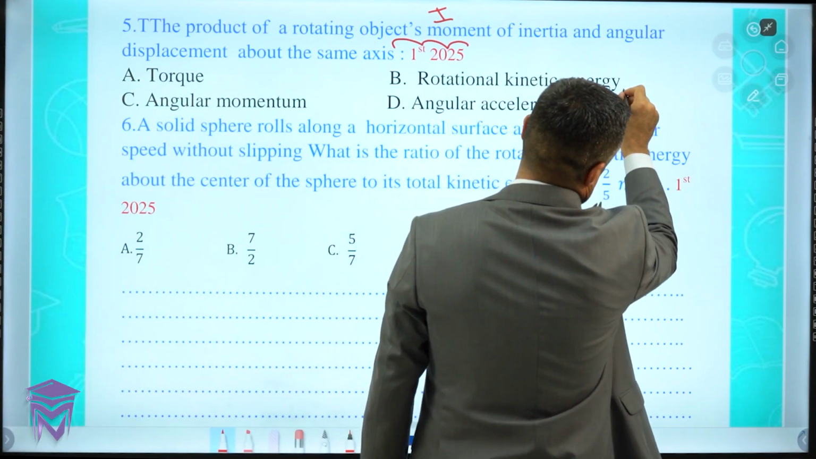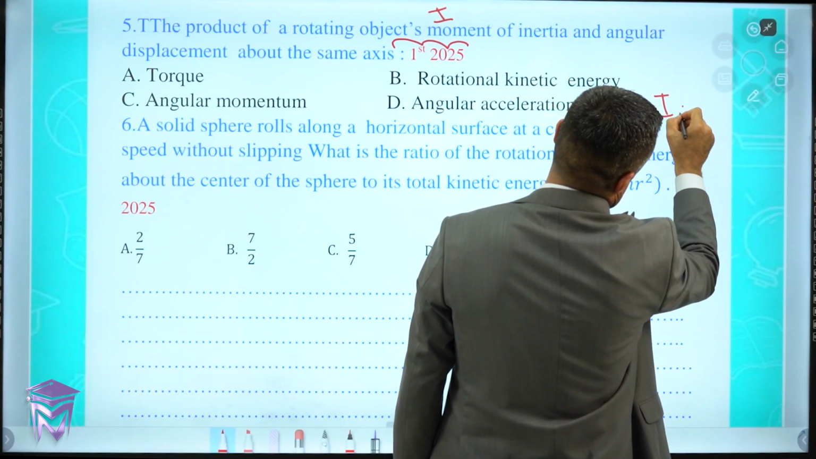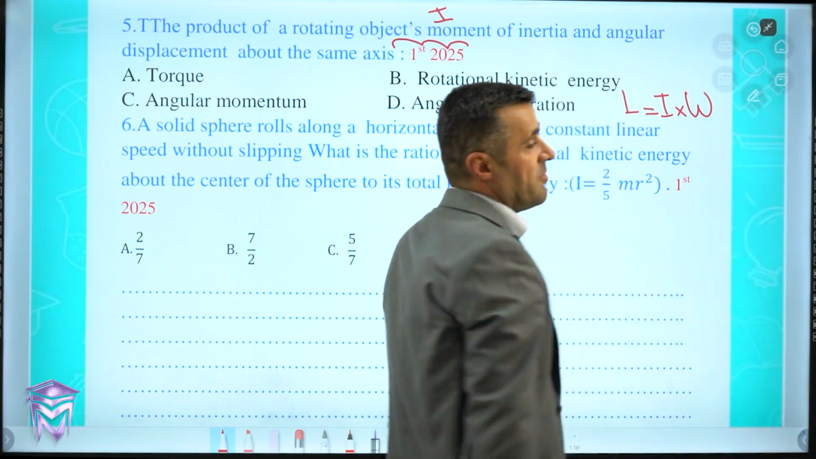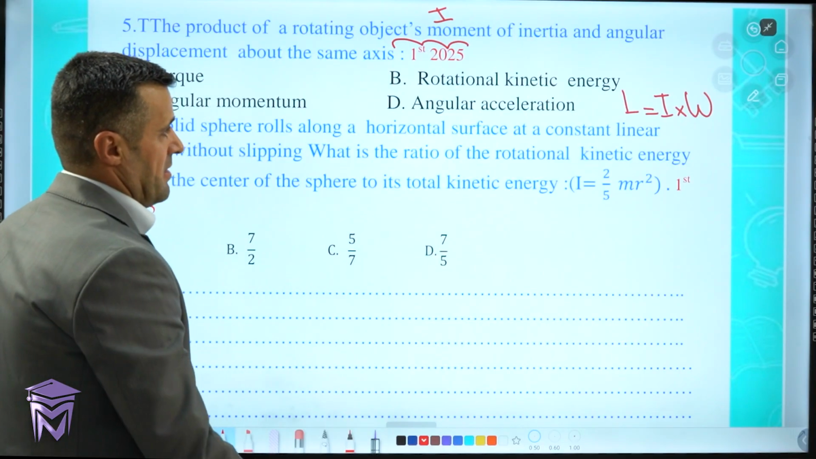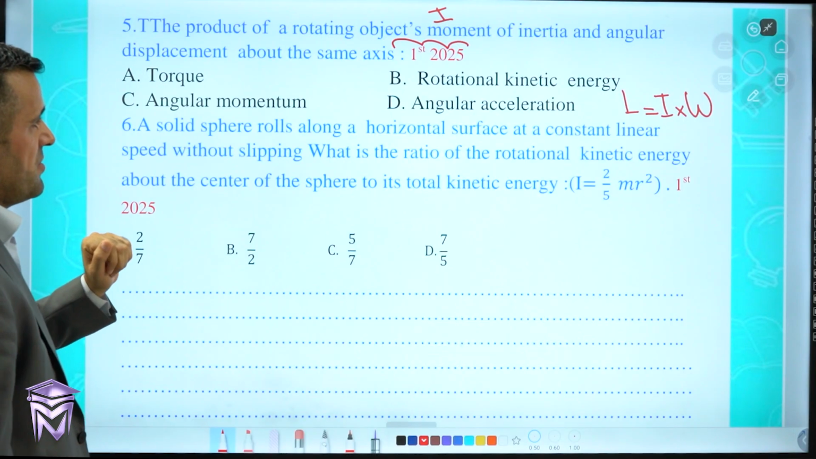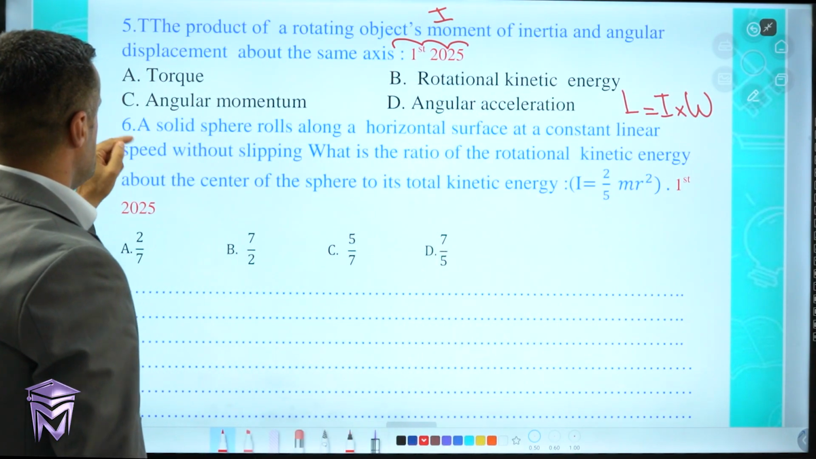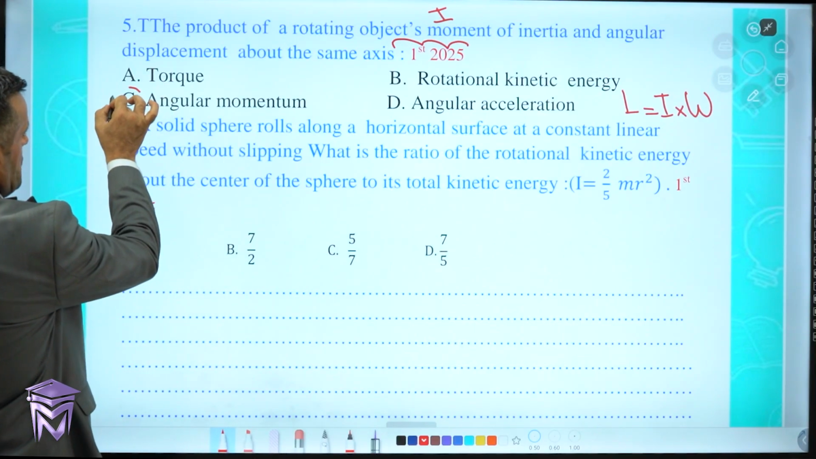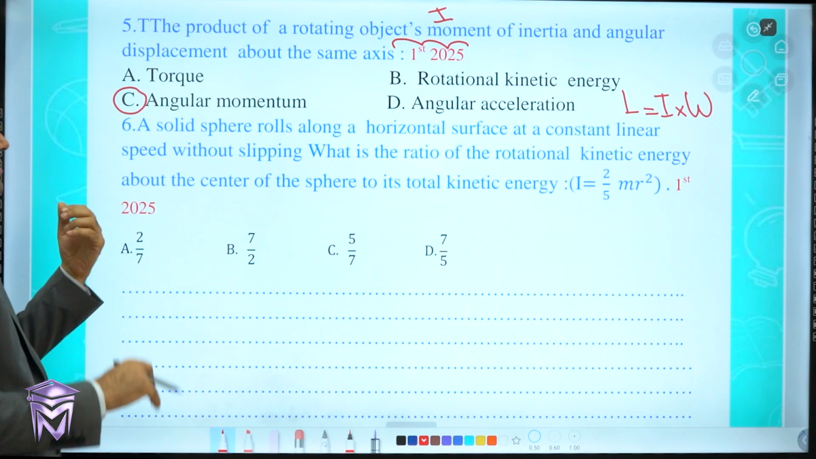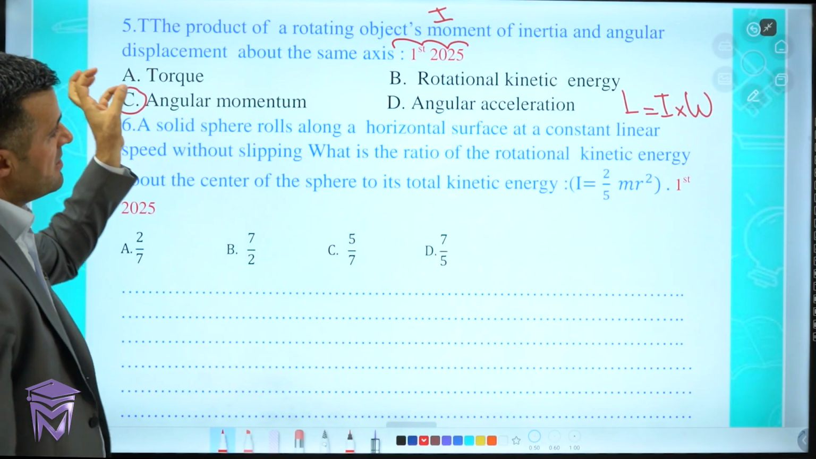Why? Because we know that angular momentum is produced as the product between the moment of inertia of the object and the angular speed of the same object about the same axis. A, torque, incorrect. B, rotational kinetic energy, incorrect. C, angular momentum, it is correct. So the correct answer is C, angular momentum, because this is the definition of angular momentum.